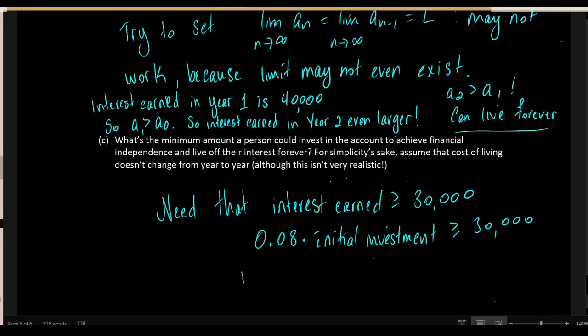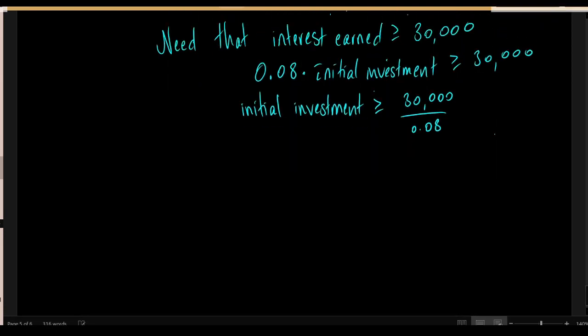Which means that the initial investment, in order to be financially independent, has to be at least equal to 30,000 divided by 0.08, which, if I recall correctly, is approximately $375,000.